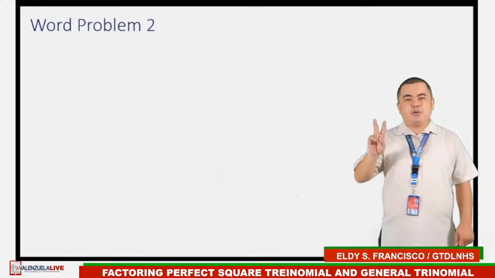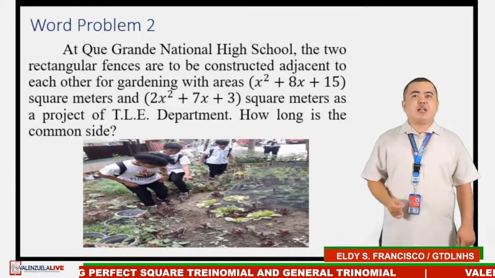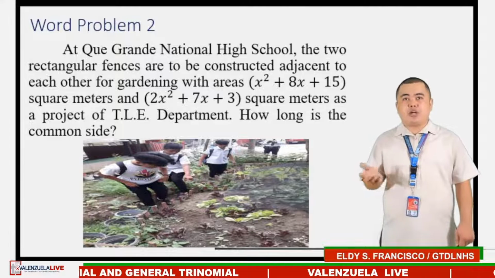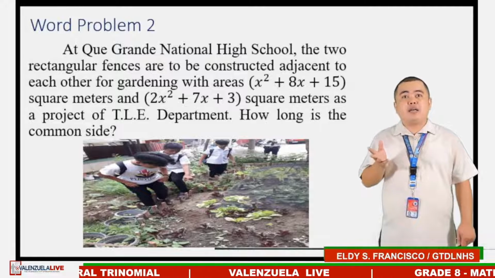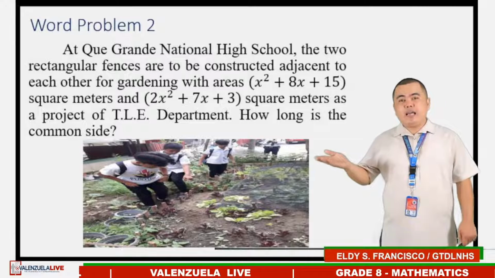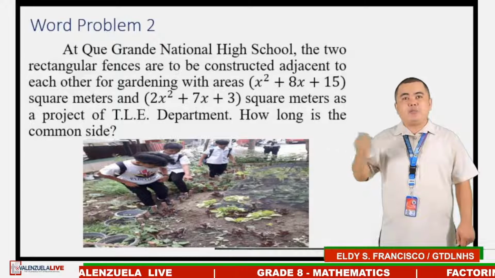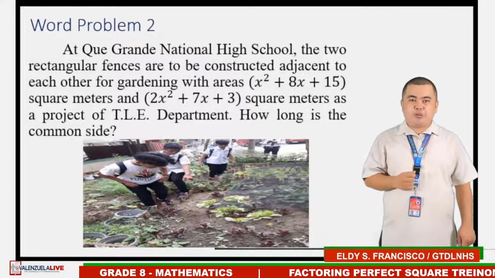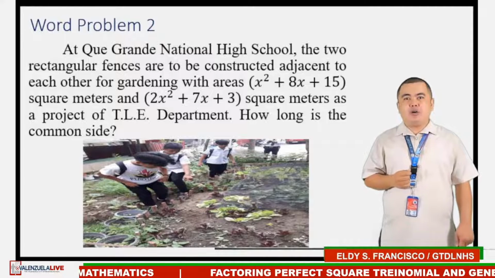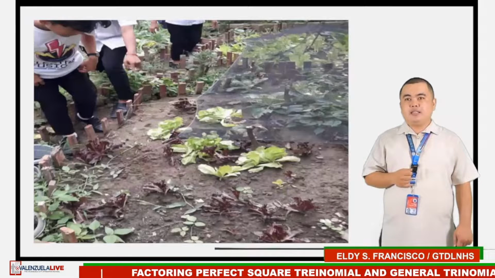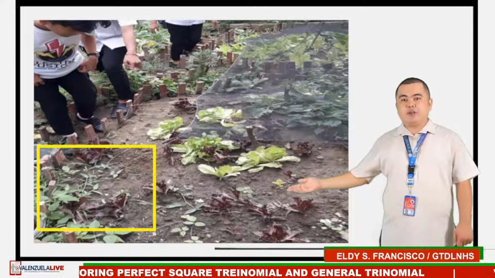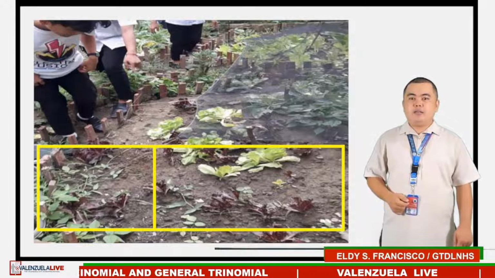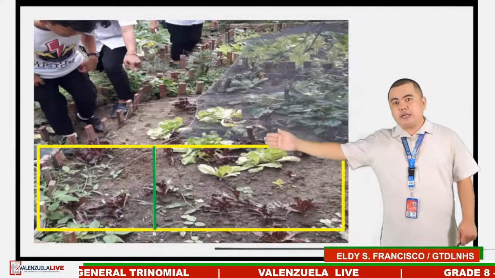Next, problem number 2. At Kay Grande National High School, two rectangular fences are to be constructed adjacent to each other for gardening with areas x squared plus 8x plus 15 square meters and 2x squared plus 7x plus 3 square meters as a project of the TLE department. How long is the common side? This is the illustration. We have the first rectangular fence, the second rectangular fence, and we are looking for the common side.